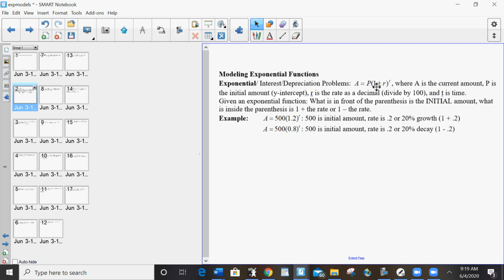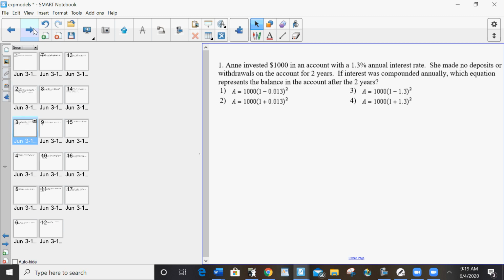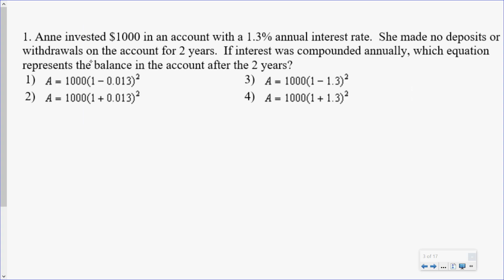If it's increasing, it's plus. If it's decreasing, it's minus. That's it. This is going to be a really simple one. Ann invested $1,000 in an account with a 1.3% annual interest rate. So interest is always getting bigger. Interest is plus. She made no deposits or withdrawals for 2 years.